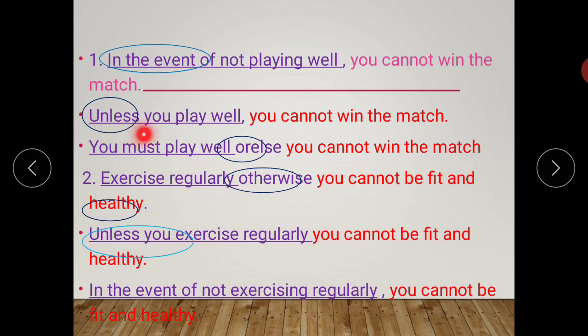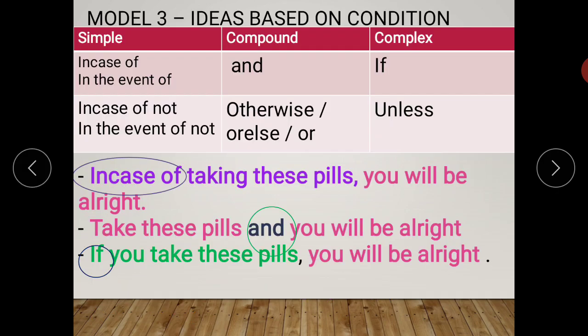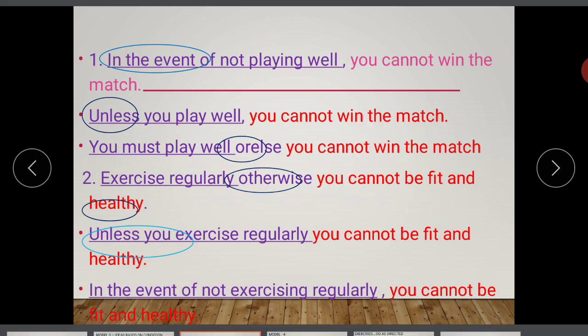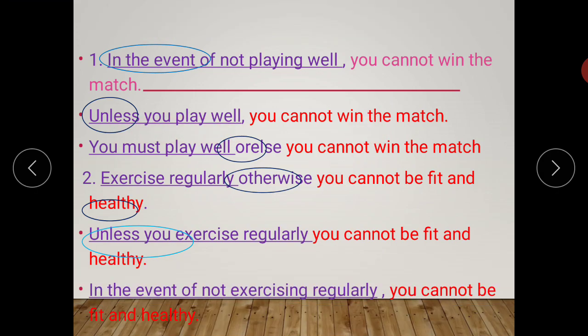And in the complex sentence, what we need to use, see here, is unless. The word unless I have used, taking the same subject, you. Unless you, I'm changing this ing form into the basic form because it is in the present tense. Unless you play well, you cannot win the match. So I have three sentences. The first one is a simple sentence, the second one is a complex sentence, the third one is a compound sentence.